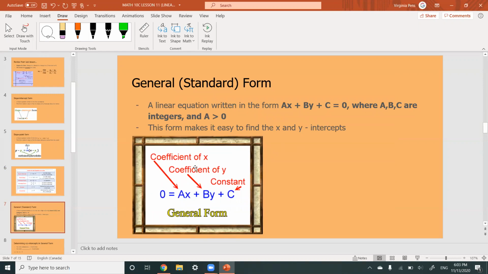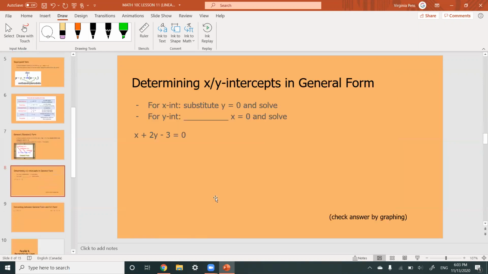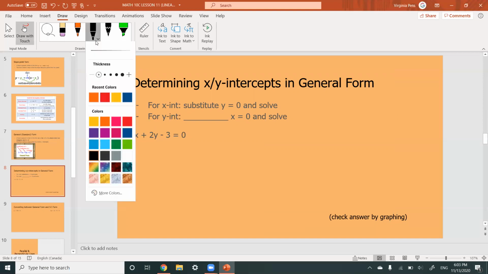So over here is just a little picture showing what each of these variables represent. The c stands for constant. The b is the coefficient of y, the a is the coefficient of x, and you will see what all of these mean in a moment. So let's give it a shot. Over here, I have an example of an equation written in general form, and we want to find the x and y intercepts of this equation. Remember, an equation written in general form, we can find the x and y intercepts relatively easily. So let's get started.